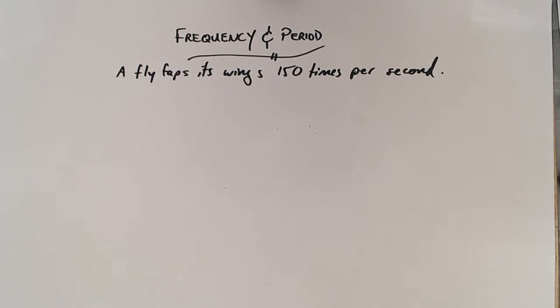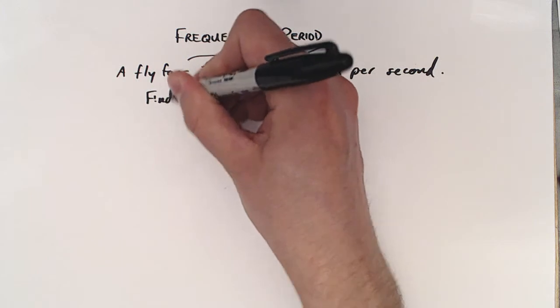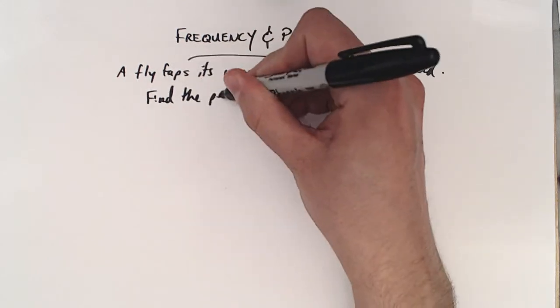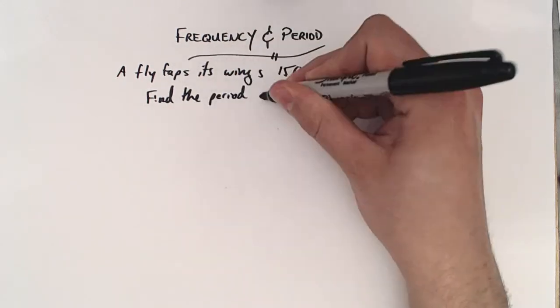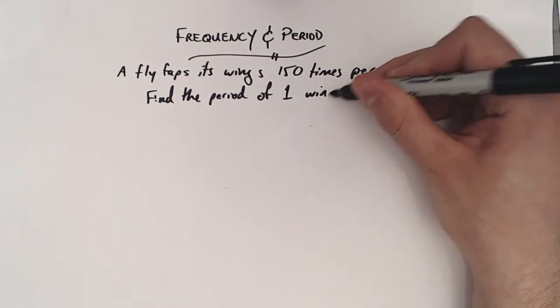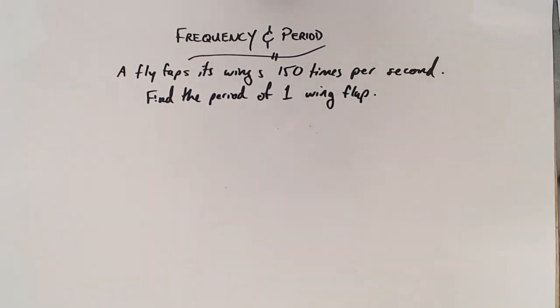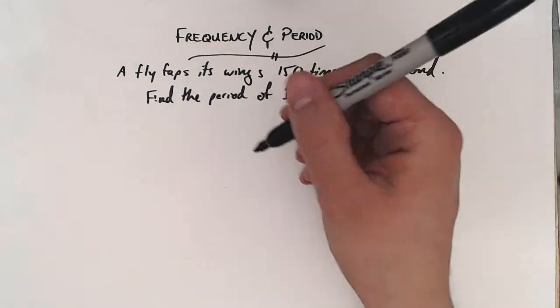I would like to know, find the period of one wing flap. And when I say find the period of a wing flap, that means find out how much time it takes for one wing flap to occur. So period is a measurement of time. So how could you do this?